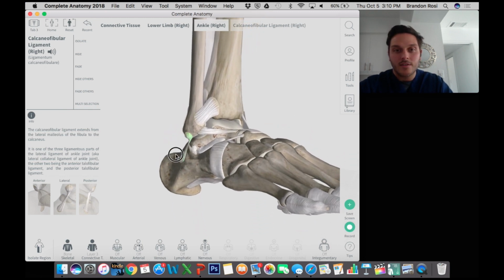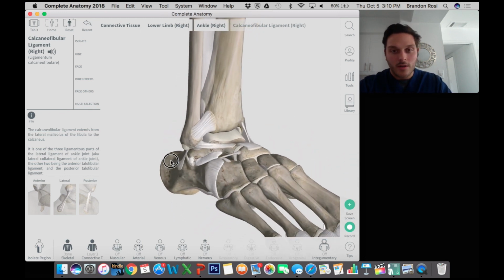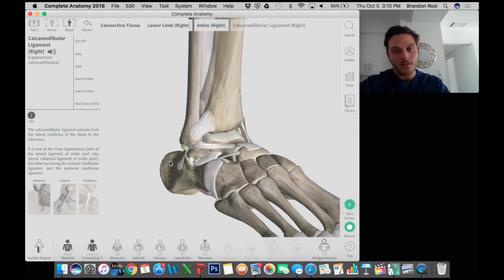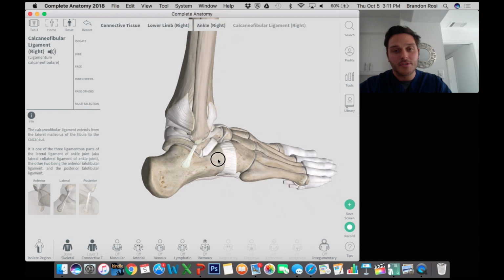But again, just to give you a rundown of what's going on in the ankle if you do have an inversion, or otherwise turning your foot inward so that the pinky toe is still on the floor and the big toe is kind of lifted up, that would be an inversion sprain.